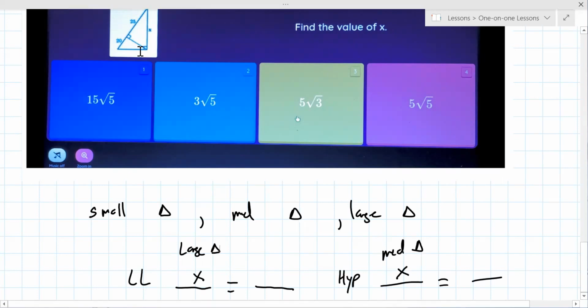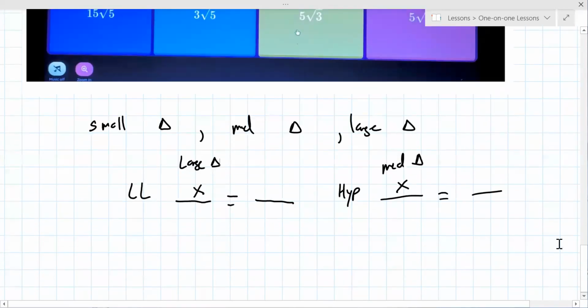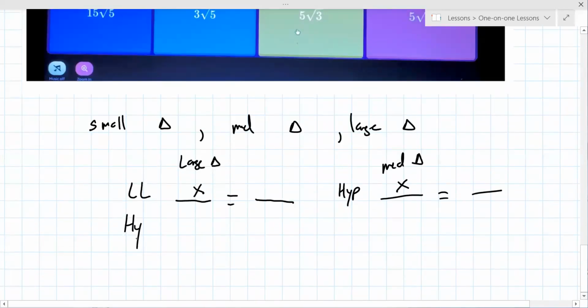Okay, and then you've got to see what other information you have here to be able to answer this. So do we have anything else with the large triangle? Well, we do have the hypotenuse of the large triangle. So in the large triangle, we do have the hypotenuse. It is the 25 plus 20.